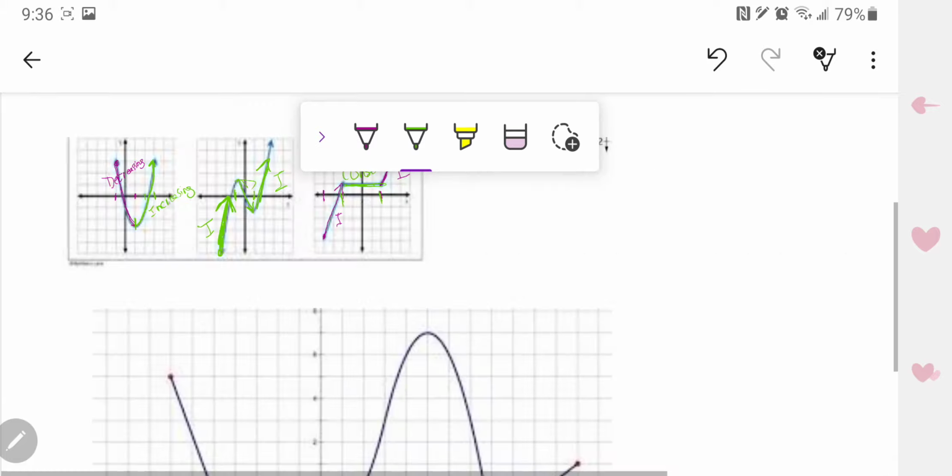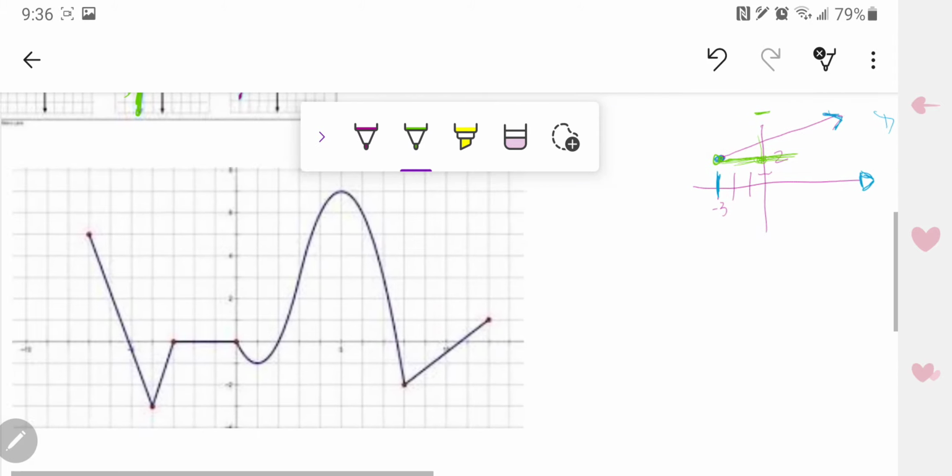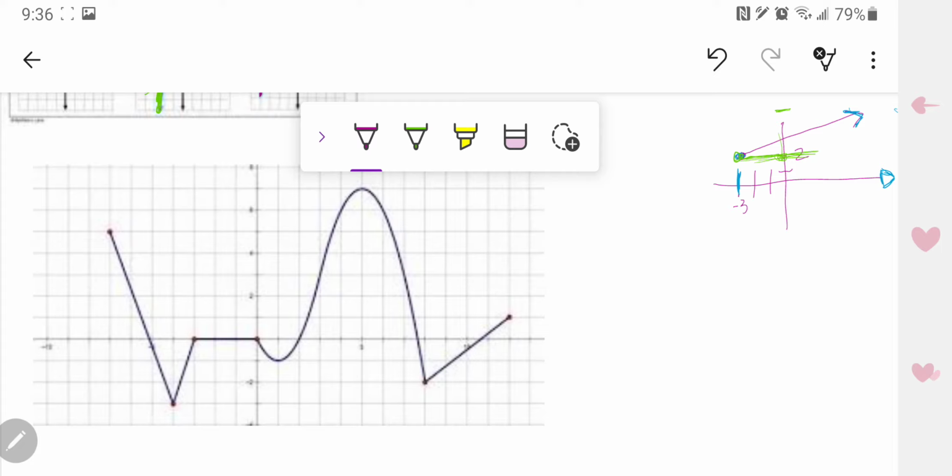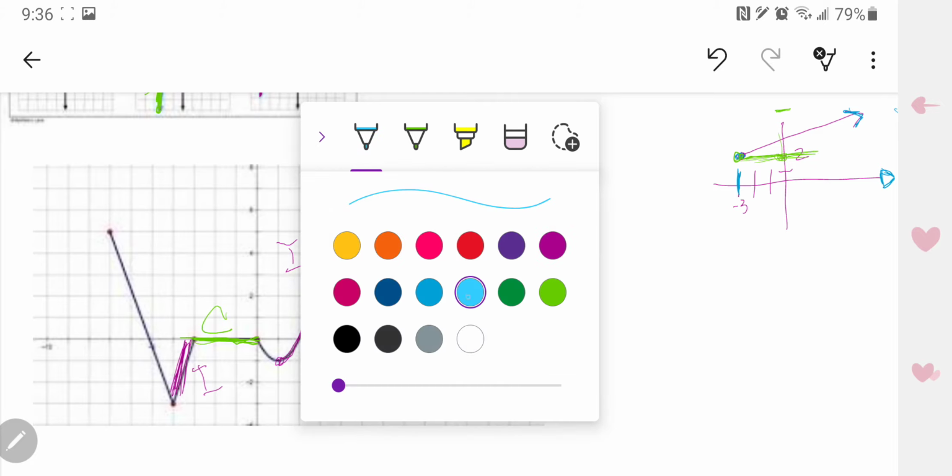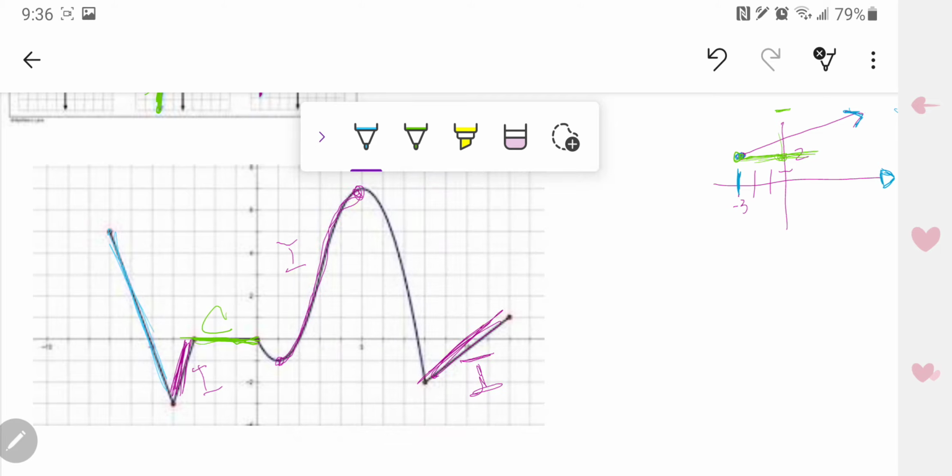Okay, let's try one more. Okay, so which piece of the graph is increasing? So from here to here, it's increasing, it's going up. It's also increasing right here. It's also increasing right here. Where's the graph constant? Well, the graph is staying the same right here. And where's the graph decreasing? Let's do blue. It's decreasing here, here, and here.